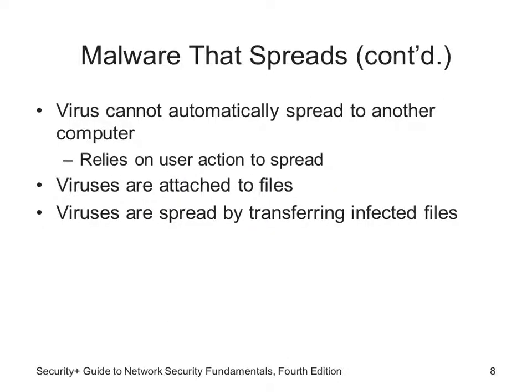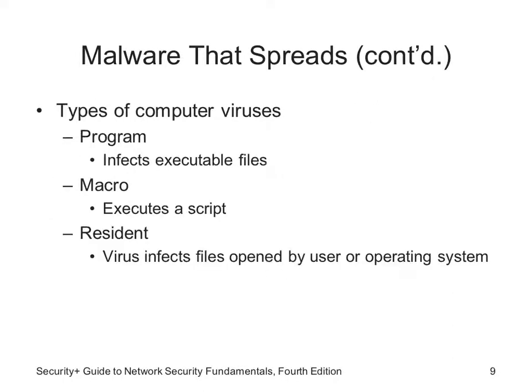Viruses cannot automatically spread to another computer. They rely on some type of action. That action could be email, that action would be clicking on a link, that action would be opening up a program, that action would be opening up a file. Viruses are attached to files. You can see viruses spread when people delete them from a folder. The trigger is actually deleting something, and programmers can program that in. Viruses are spread by transferring infected files.